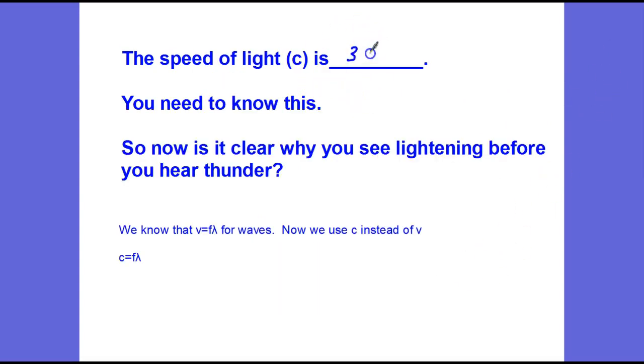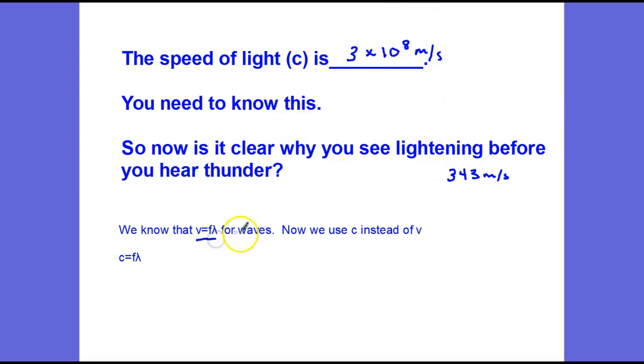The speed of light is 3 × 10⁸ meters per second, and you need to know that value. So notice it's really fast. Is it clear now why you see the lightning before you hear thunder? Well, we're comparing a speed of sound of 343 meters per second with the speed of light 3 × 10⁸ meters per second. The light travels much faster.